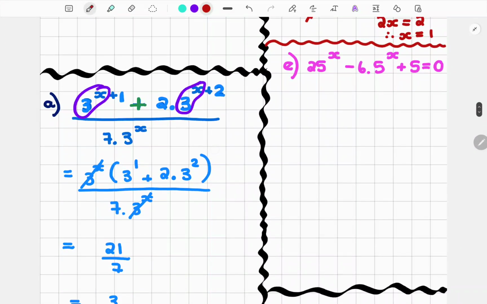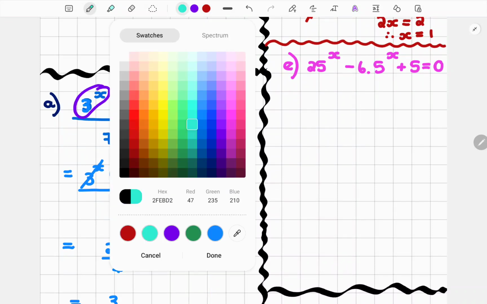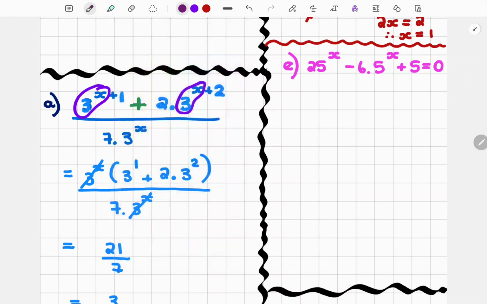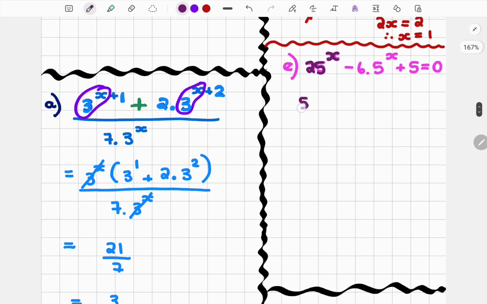All right, moving on to the next one. Just want to bring another color in. Okay, so anything that is not prime bases, like this 25, and it's got to the power x, we need to change into a product of its primes. So we know that it's going to be 5 to the power 2x minus 6 times 5 to the power x plus 5 is equal to 0.